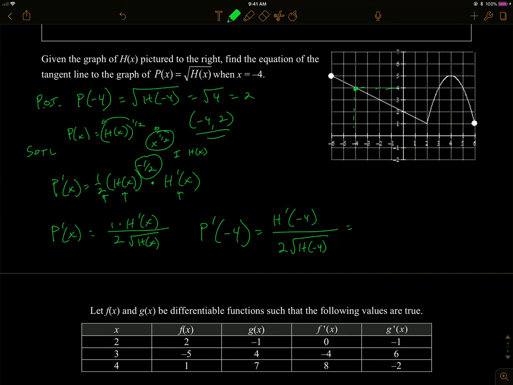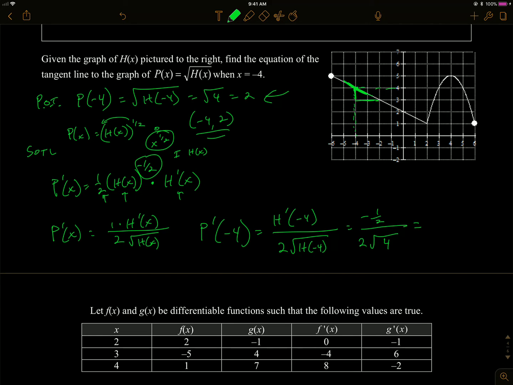So h prime of negative 4 means when we're at negative 4 on this graph of h, the slope of the tangent line, or the slope of the graph. Since it's a line, we just need the slope of that line. So if I count off the slope, I go down 1, right 2. That gives me a slope of negative 1/2, over 2 times the square root. We already did the square root of h. We got that to be a 2, right? We did this up here, but we can go through the motions again. h of negative 4, the y value of that is 4.